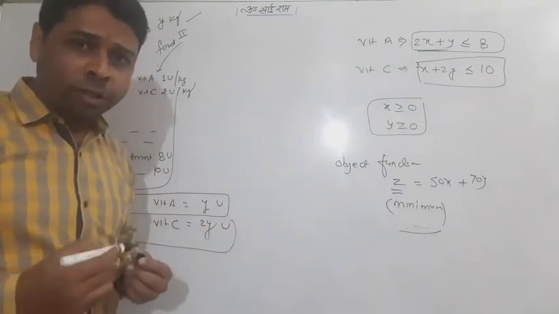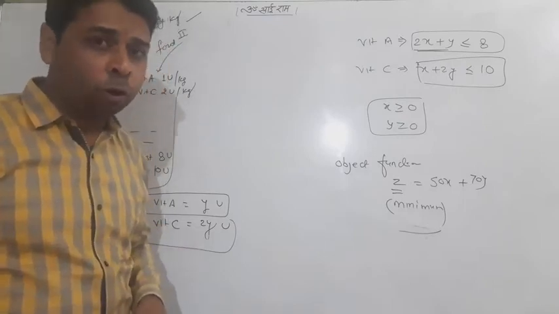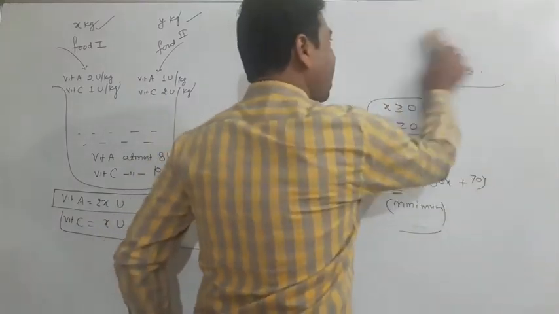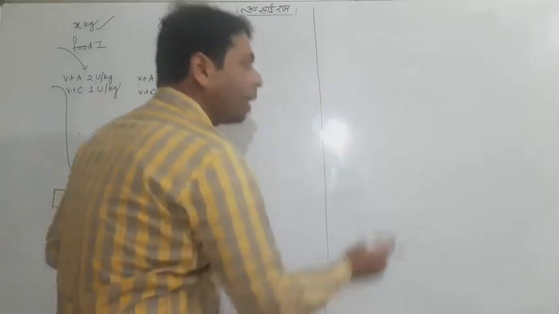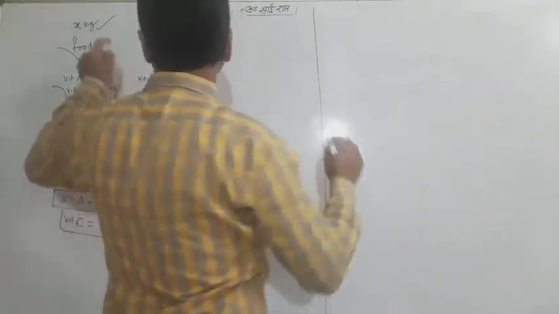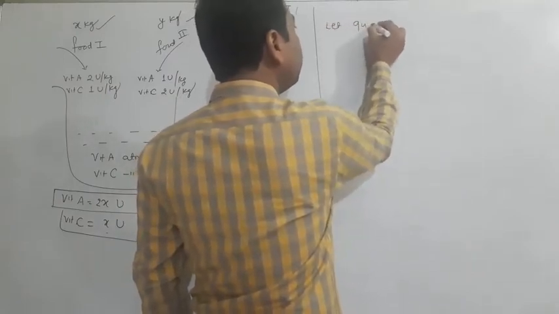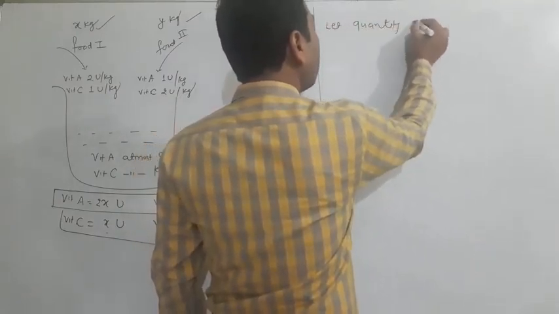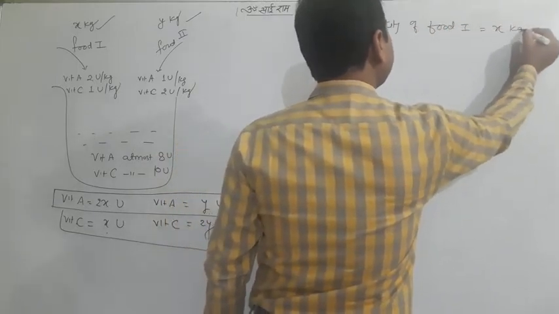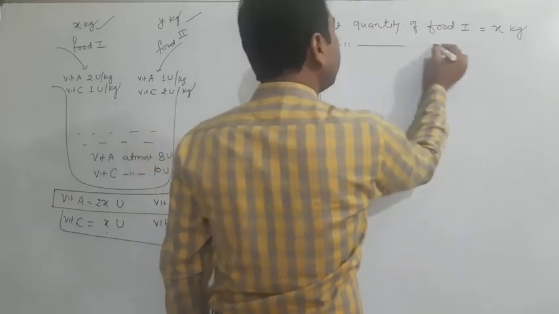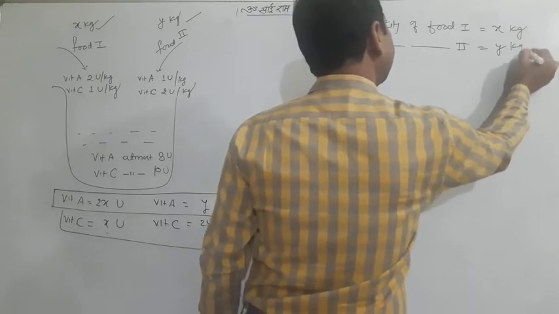Now I think you have got it, but while writing the solution we don't have to do all this. So let me rub this out a little bit, and I am telling you here what we have to write. Only on this platform I can tell you. Can you see? I'll start with x kg and y kg. So I'll start: let the quantity of food 1 be x kg in the mixture and the quantity of food 2 be y kg in the mixture.